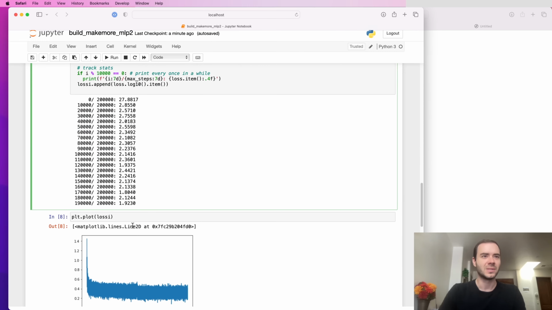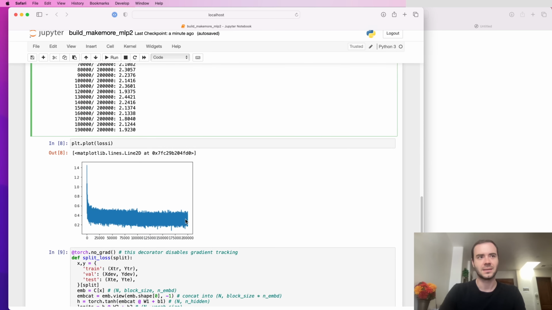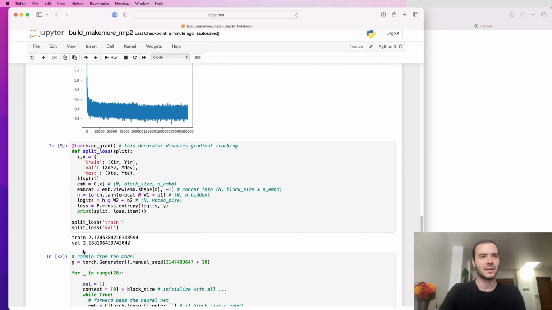Then when we optimize, we saw that our loss looked something like this. We saw that the train and val loss were about 2.16 and so on. Here I refactored the code a little bit for the evaluation of arbitrary splits. You pass in a string of which split you'd like to evaluate, and then here, depending on train, val, or test, I index in and I get the correct split. Then this is the forward pass of the network and evaluation of the loss and printing it. So just making it nicer.